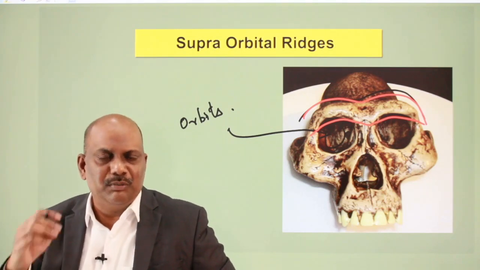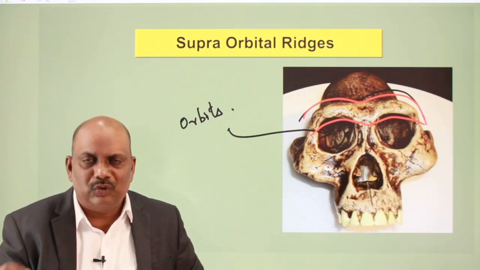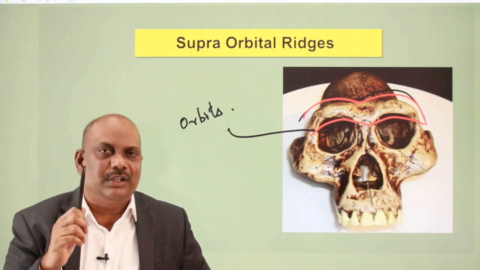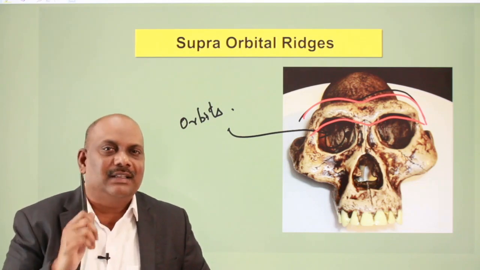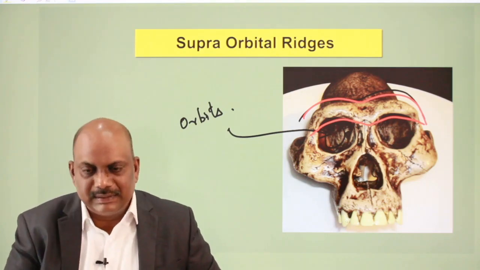Are you comfortable with the term supraorbital ridge? Okay then. So the supraorbital ridge is a reinforcement in the forehead region to prevent the bones from crumbling because of the extraordinary biting and chewing activity. Okay.